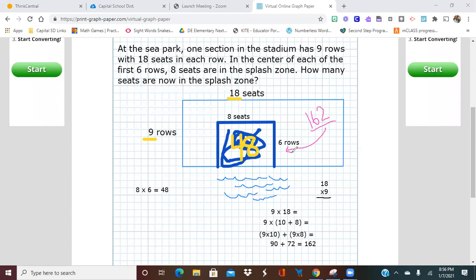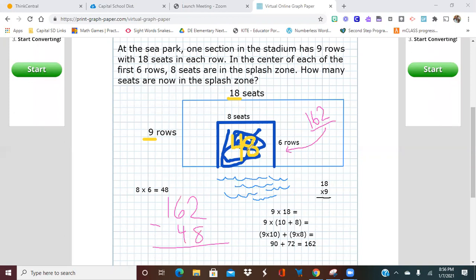So if I now want to find out how many seats are not in a splash zone, I'm going to take my total number of 162 and I'm going to subtract 48. So I'm going to subtract 162 minus 48. And that's going to tell me how many seats are not in that splash zone.